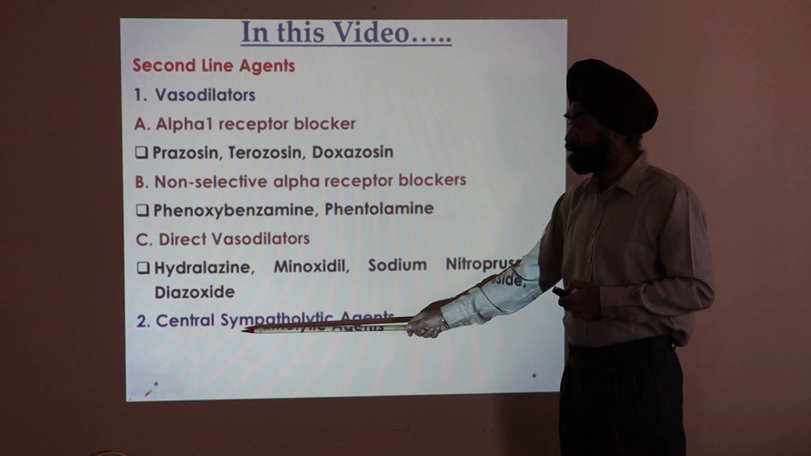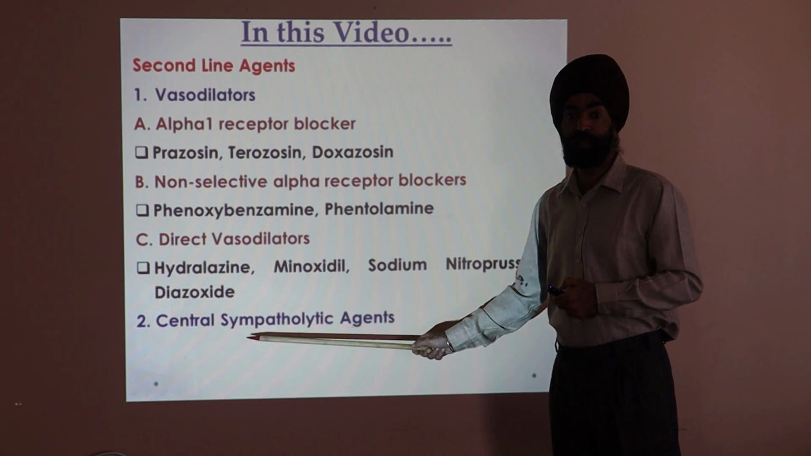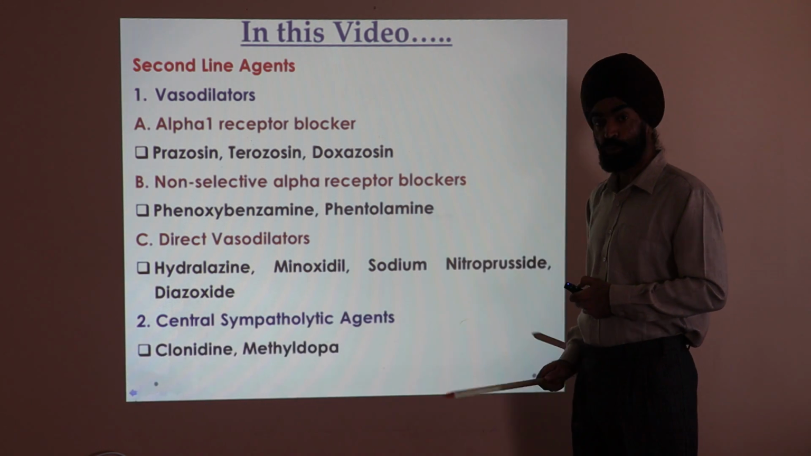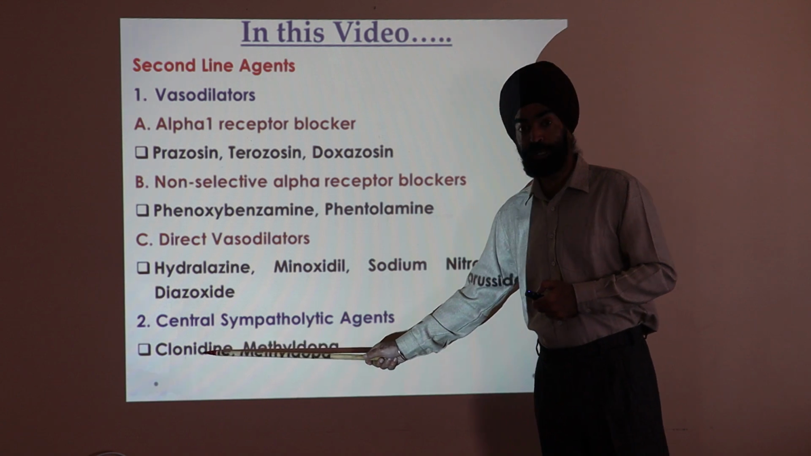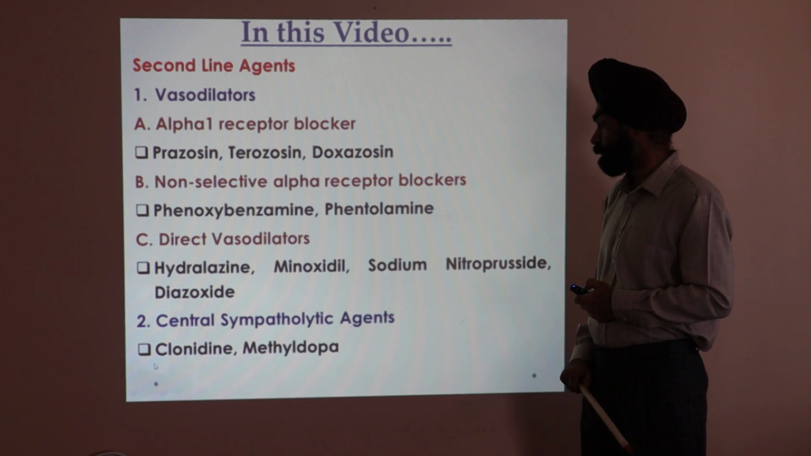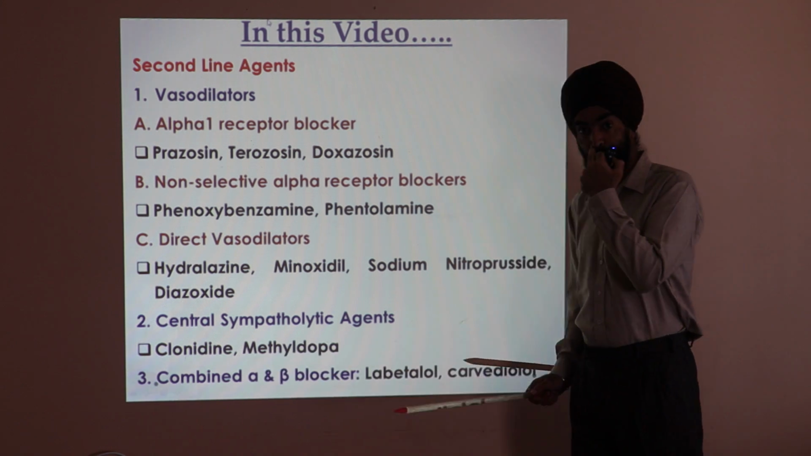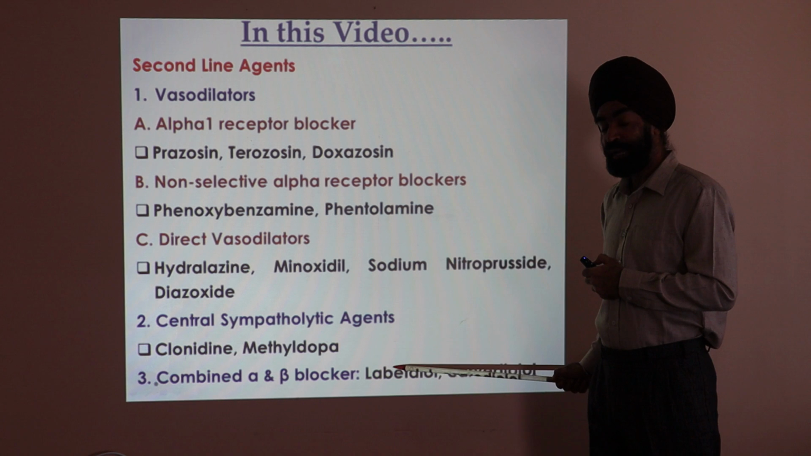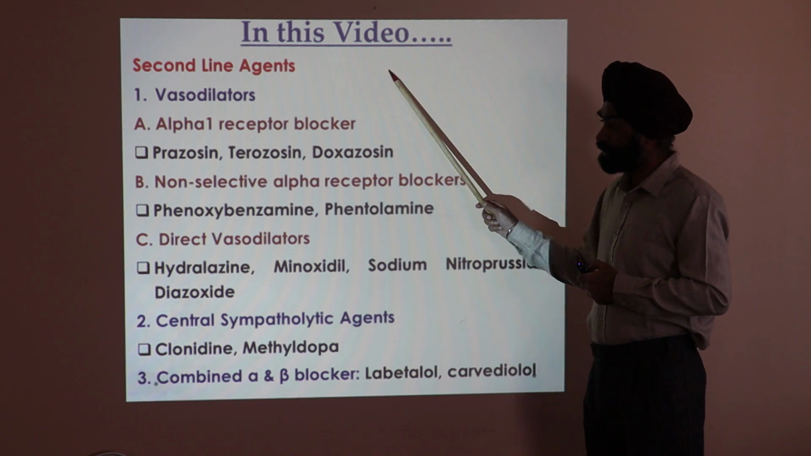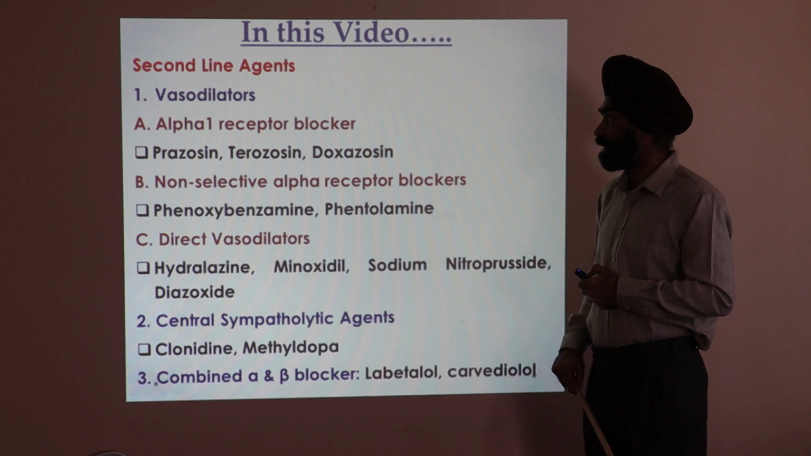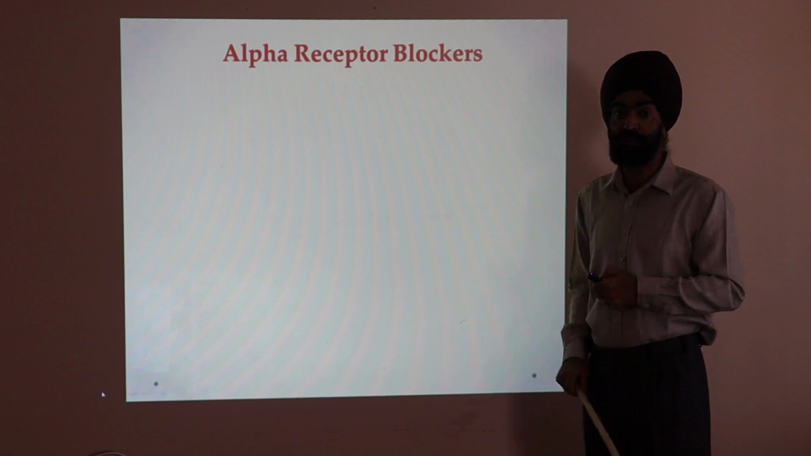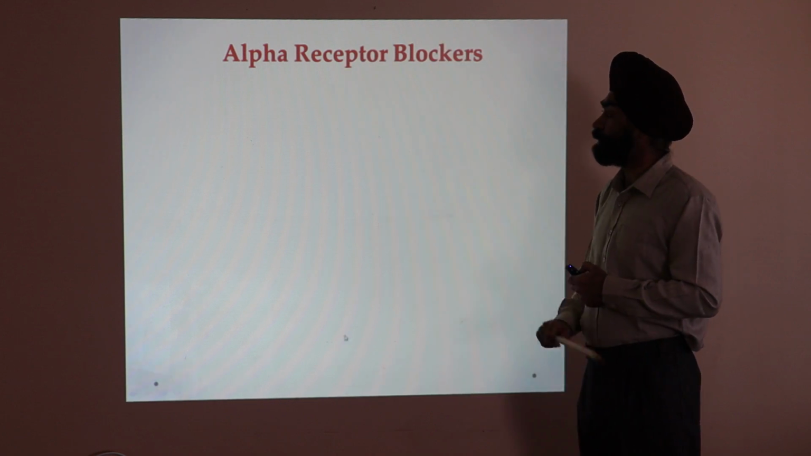Then another very important category, that is central sympatholytic drugs. Now we have two drugs in this category. One is clonidine and the second is methyldopa. Another is the combined alpha and beta blockers like labetalol and carvedilol. Now we will discuss all these drugs individually, one by one. First of all, coming to the alpha receptor blockers.